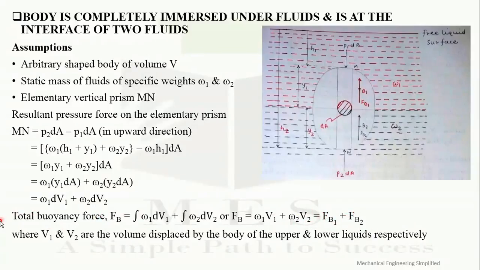Again please make a note that V1 and V2 are the volumes displaced by the body, of the upper and lower liquids respectively. I am again emphasizing that V1 and V2 are not the complete volume of the body. These are the volumes of the liquid displaced by the body. Please make a note of it. This is very important, and this kind of problem has appeared many times in many exams.